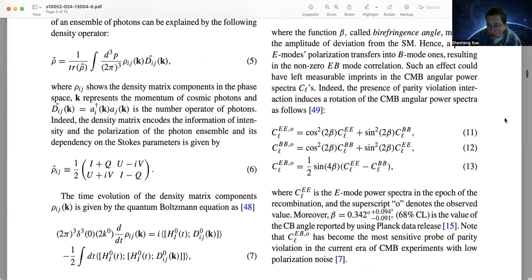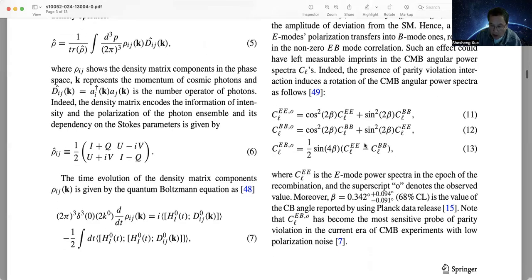So this is what is shown in equations 11, 12, and 13. The last one, equation 13, is the cross power spectrum. It is very sensitive to the Faraday rotating angle of the birefringence. And then the other is the E mode correlation of the angular spectrum. So exactly, we are focusing on equation 13 of the cross power spectrum, and this rotating angle of the CMB birefringence.